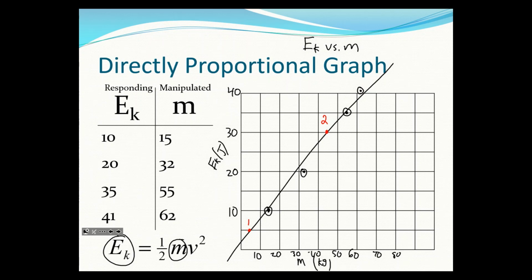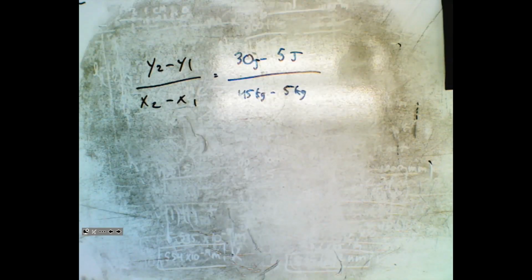Okay, so I'm going to find my slope with this line. So y2 minus y1 over x2 minus x1. My y2 is 30 and my y1 is 5, and those are both joules. And my x2 is 45 kilograms, and then my x1 is 5 kilograms. Sorry, I just had to write that down, and I'll switch over to the whiteboard screen. There it is. So I have that written down there like that.